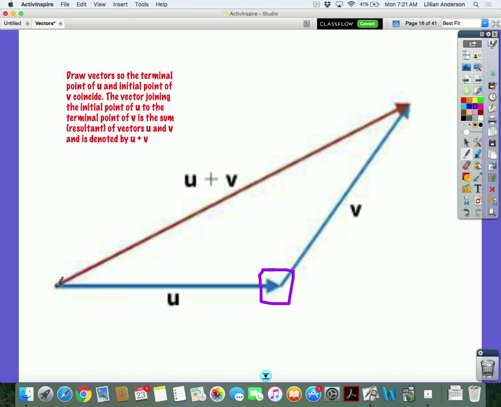And then it says the vector joining the initial point of u, here's the initial point of u, and the terminal point of v, right there, is the resultant. Okay, the resultant is this, u plus v. This is the triangular method. As you see, it makes a triangle. The resultant vector, the sum, is basically going from the initial point of one vector to the terminal point of the other vector. That's known as the triangular method.